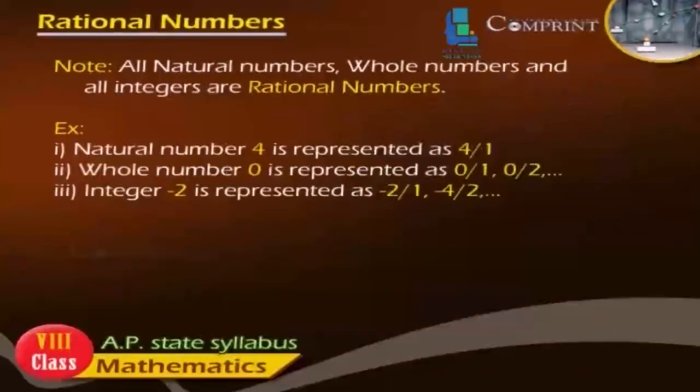Note: all natural numbers, whole numbers and all integers are rational numbers. Example: natural number 4 is represented as 4 by 1. Whole number 0 is represented as 0 by 1, 0 by 2 and so on. Integer -2 is represented as -2 by 1, -4 by 2 and so on.